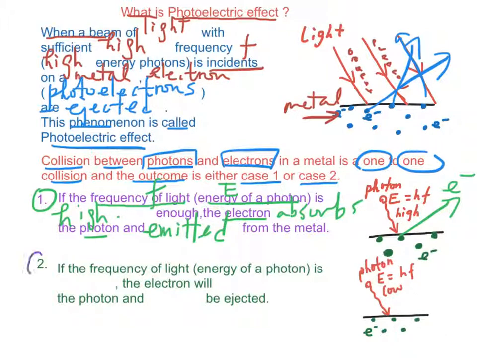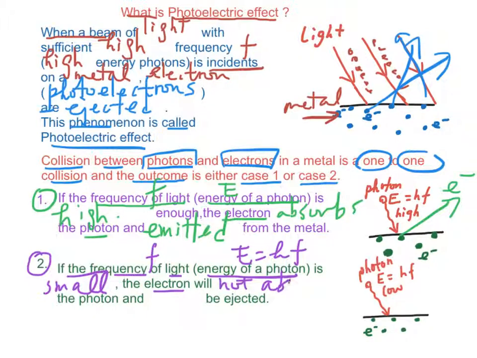However, in case 2, if the frequency of the light or the energy of the photon is small, the electrons in the metal will not absorb the photons and will never be emitted or ejected.